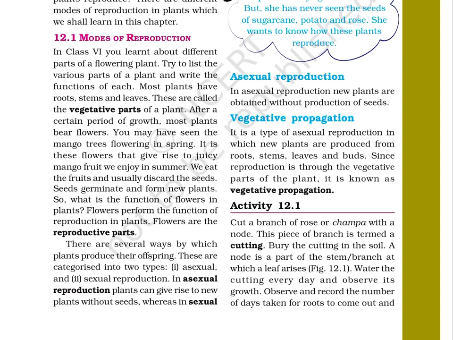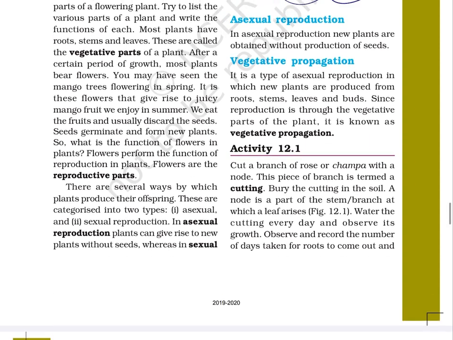We eat the fruits and usually discard the seeds. Seeds germinate and form new plants. So, what is the function of flowers in plants? Flowers perform the function of reproduction in plants. Flowers are the reproductive parts. There are several ways by which plants produce their offspring. These are categorized into two types: 1. Asexual and 2. Sexual reproduction.